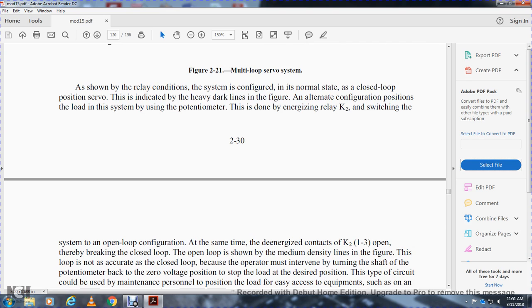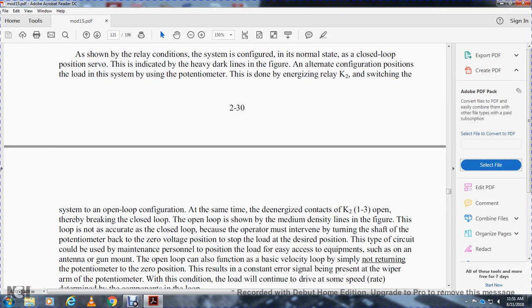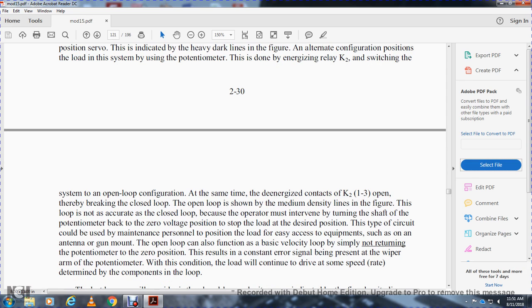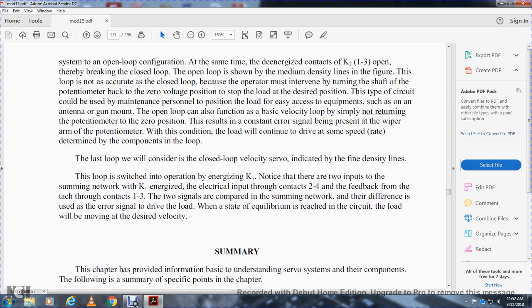It is not as accurate as the closed loop because the operator must intervene by turning the shaft of the potentiometer back to the zero voltage position, stopping the load at the desired position. Equipment such as an antenna ground mount with the open loop can also function as a basic velocity loop by simply not returning the potentiometer to the zero position, resulting in a constant error signal at the potentiometer and the load continuing to drive at some speed rate determined by the components in the loop.